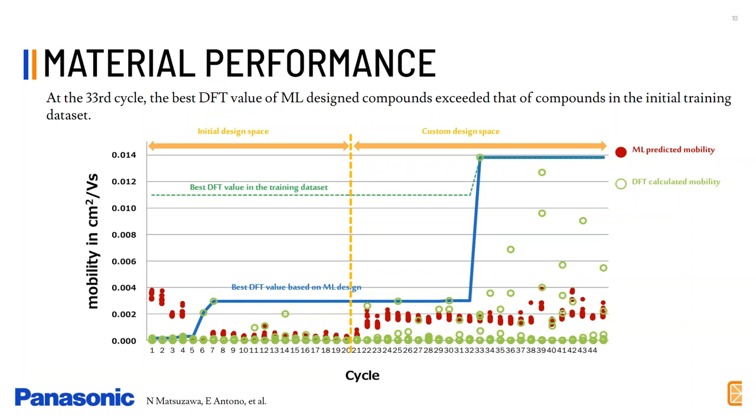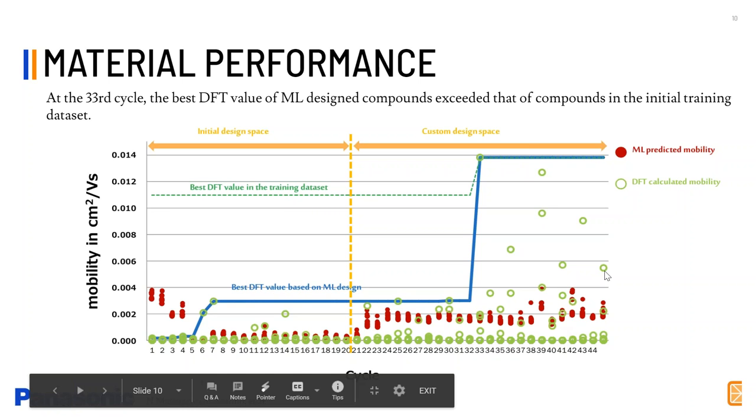We have done some improvement, and we can see once that happens, it sort of opens the floodgates. There are now many more molecules that have much higher DFT calculated mobilities. And this could go on and on.